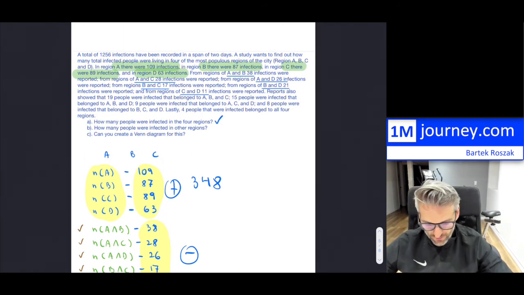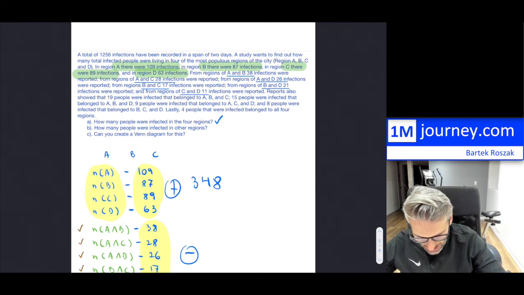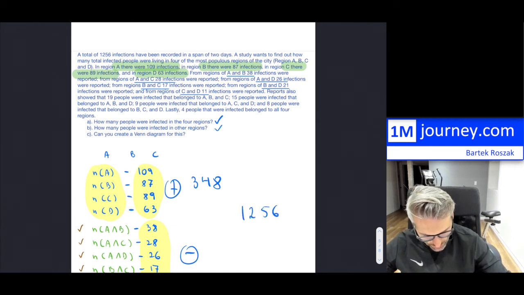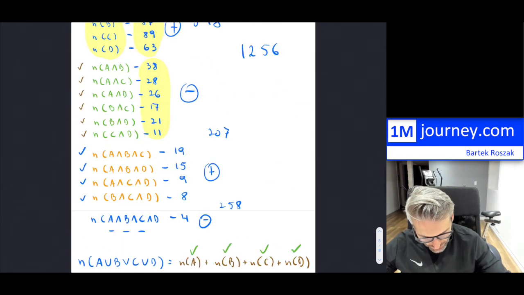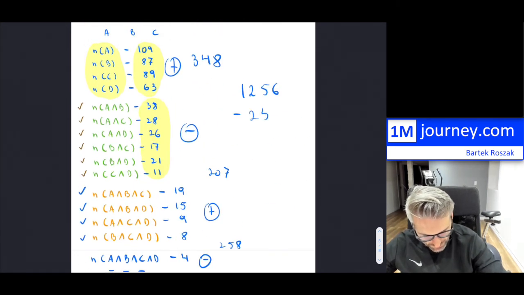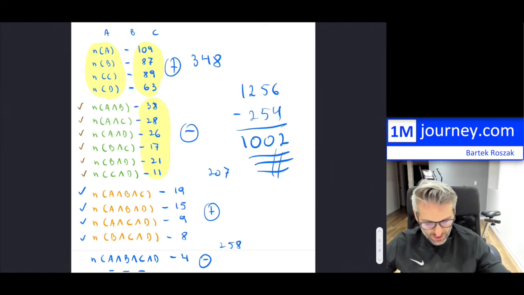How many people were infected in the 4 regions? Now, to B, how many people were infected in other regions? Well, if there are 1,256 in total, and 254, so minus 254, that would be 1,002. So that's how many infections in other regions.